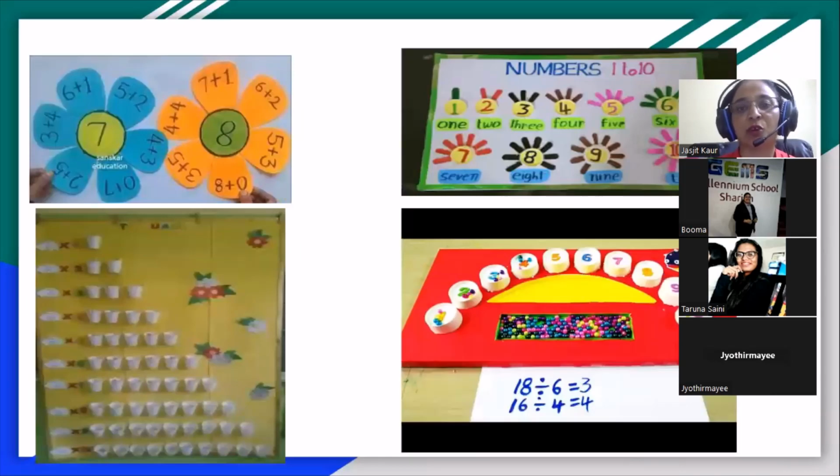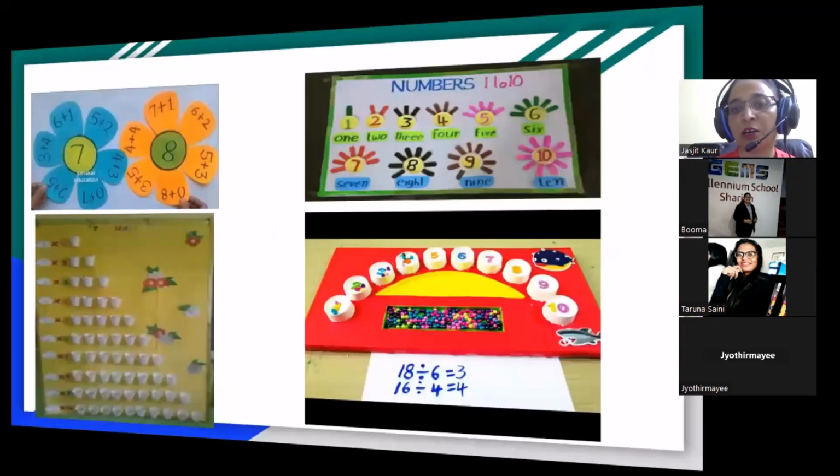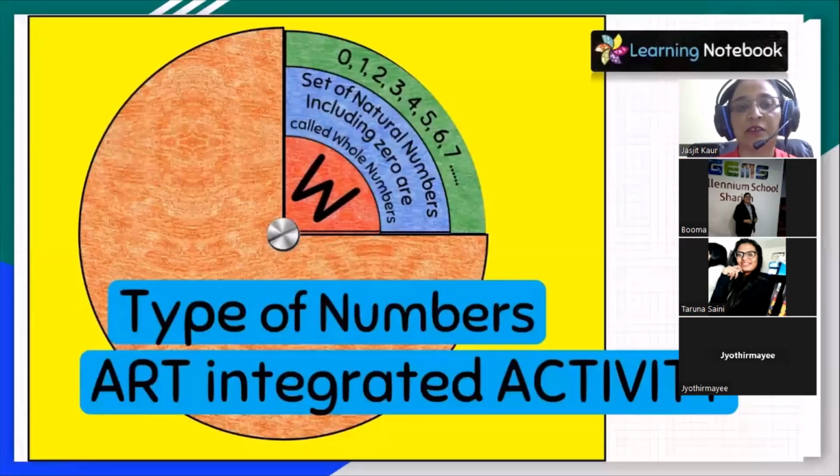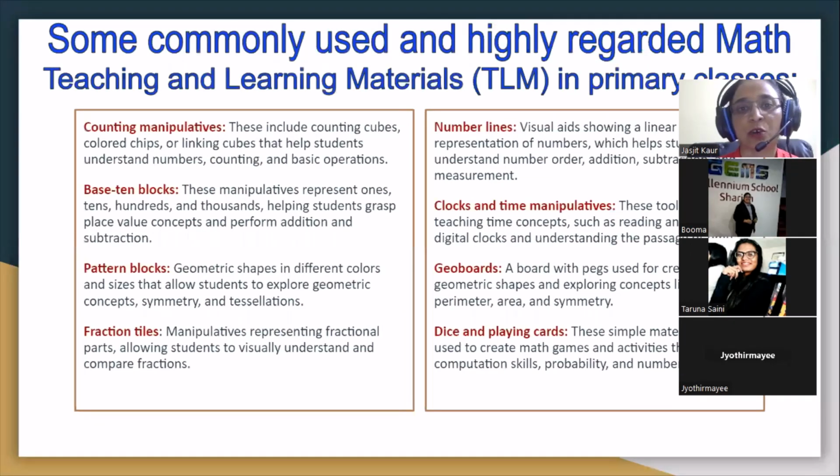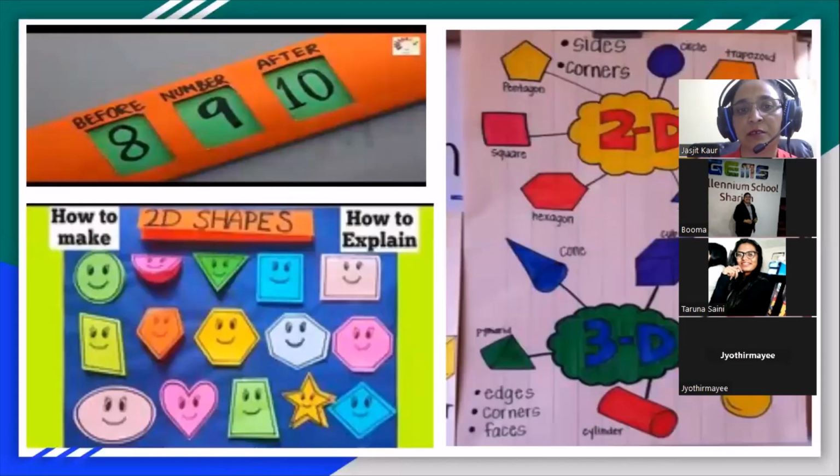So these are small TLMs for the students, with the help of bonding of the sum of 7, 8, or we can go for counting or tables with the help of the manipulatives, or division sums. We can integrate them with art also, types of numbers with the help of diagrammatical formation. So these all are the TLMs for the primary: geoboards, clocks, time, manipulatives. We all are very much comfortable with these manipulatives.